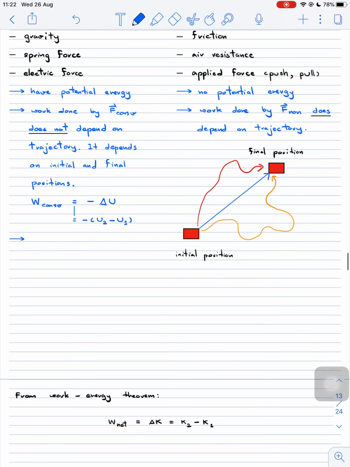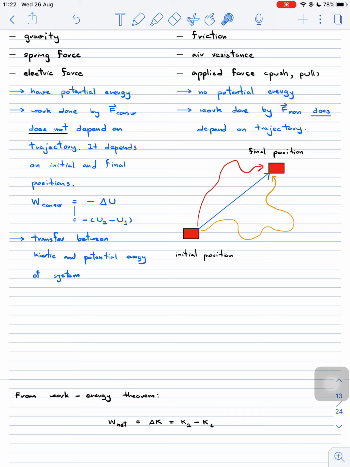Okay, so let me take note first. So you have the transfer between the kinetic and the potential energy of the system. I said the system because in the system you may have more than one object, so that's why I just call it the system here.